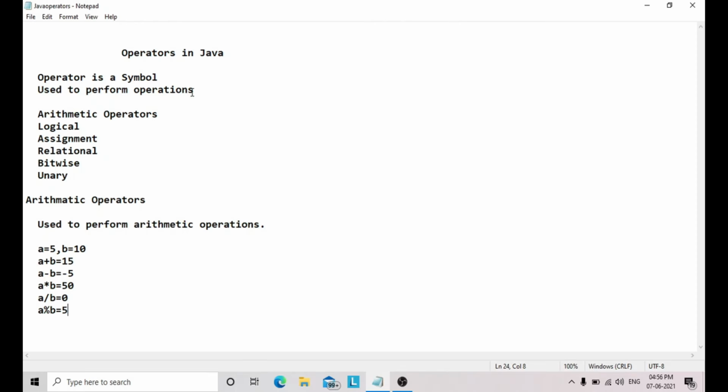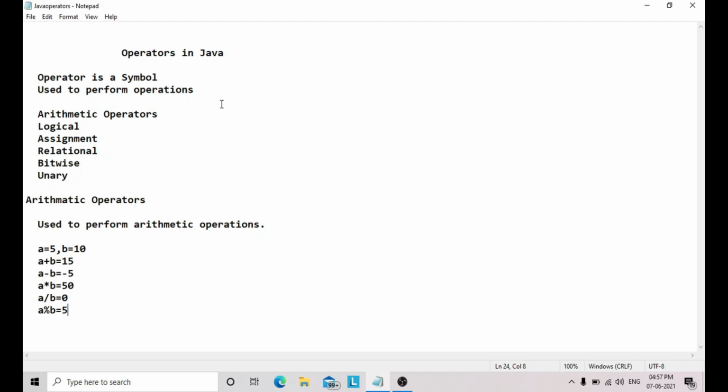Operators are symbols used for performing operations, like mathematical operations, logical operations, and so on. These symbols are plus, minus (subtraction), modulus, and multiplication. These are the symbols we use as operators in Java.